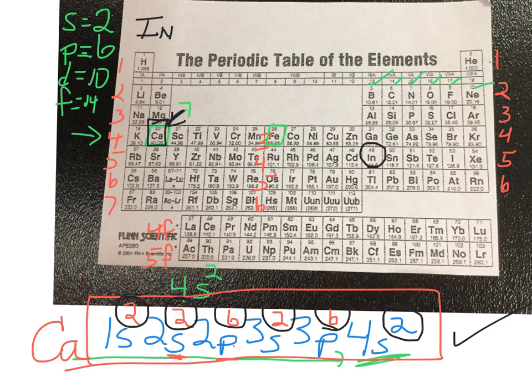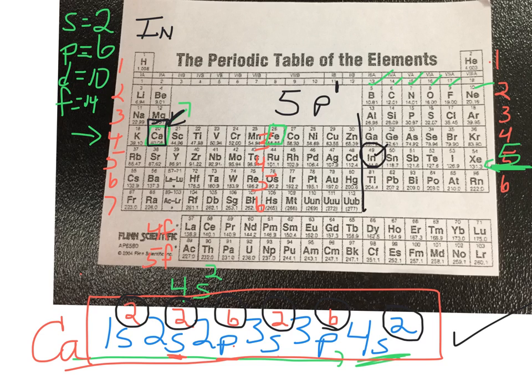What section is that in? It's in my P section. And what row is it in? What period? Yep, it's in period 5. And what seat number is it in? It's a 1, because it's the first one in the P section, right? Remember, right here, that's where the P starts, going towards the right, and the D ends over here. So you're going to stop at 5p1.